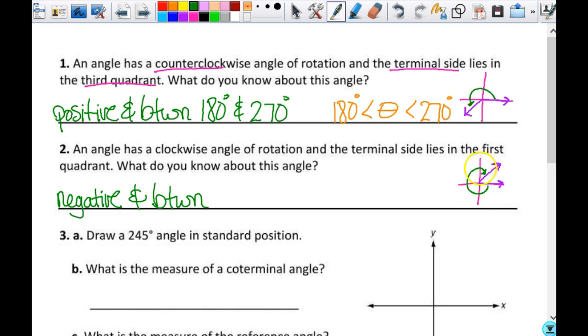If I keep going, this is negative 270, what would this be? What's all the way around? 360. Okay, so it's between negative 270 and negative 360 degrees. So then as an inequality, the negative 360 would actually go on the left because it's smaller. Okay? Everybody okay with that? We good?